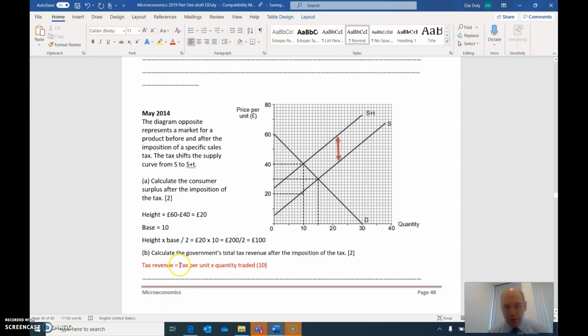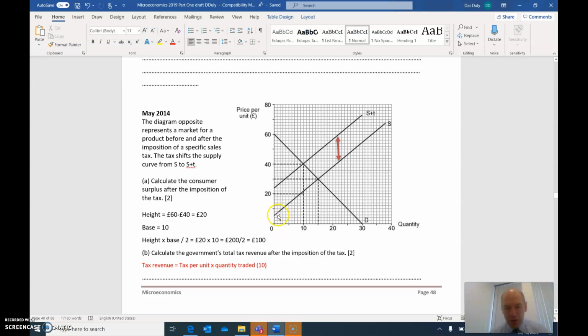To work that out, what I would get you doing is count up all these little numbers. Count them up for me, just very quickly. I'll give you a few seconds. How many did you work out? You should have worked out that there are 10 little boxes, which is equal to £20. So 10 boxes is equal to £20, which means one little box is equal to £2.